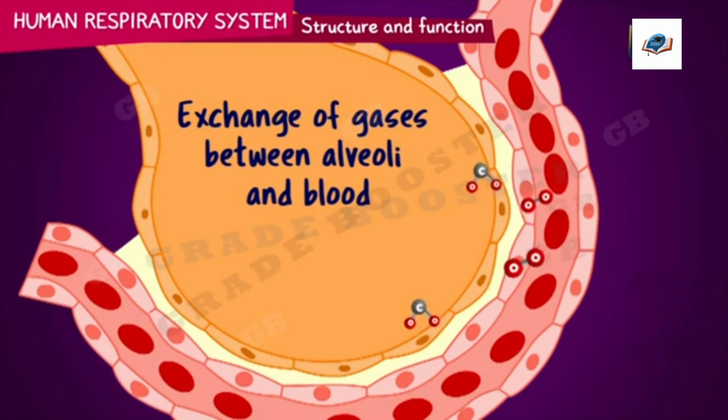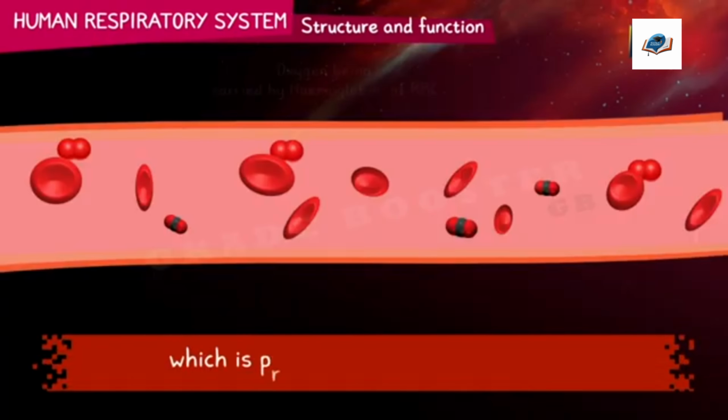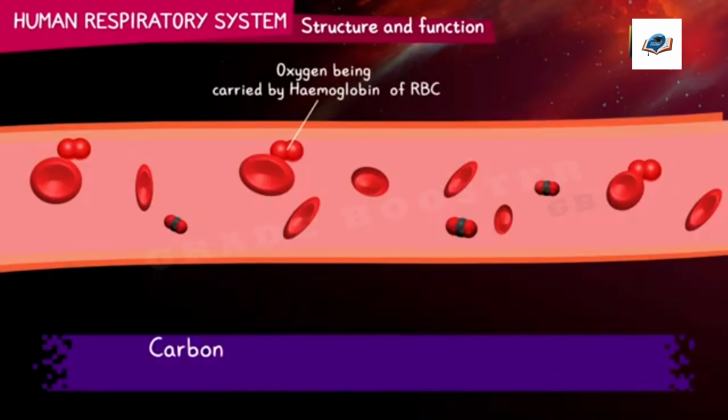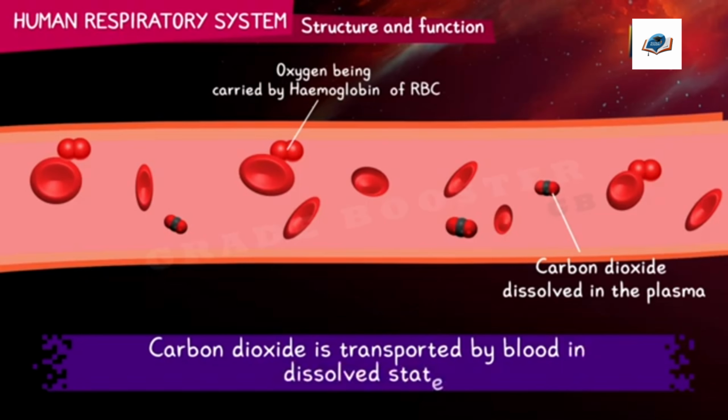The oxygen that is collected into the blood is transported by a pigment called hemoglobin, which is present in the RBC of blood. Carbon dioxide is transported by blood in dissolved state.